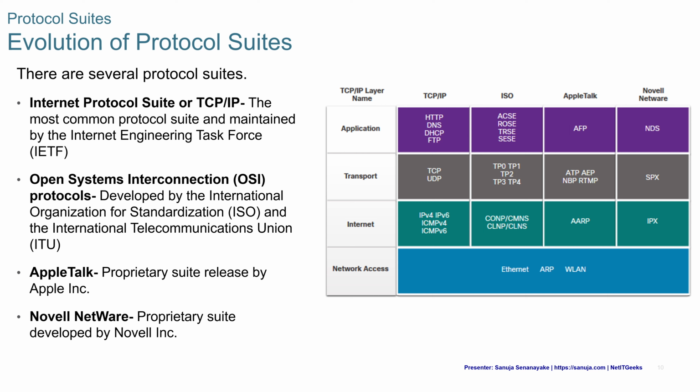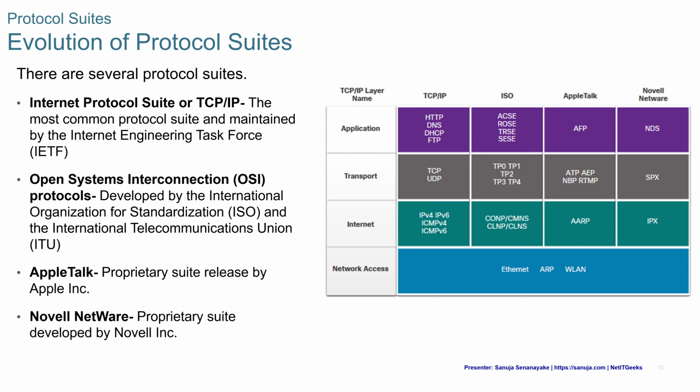These are the most commonly used protocols in network communication: TCP/IP and OSI. The other protocol suites also include AppleTalk, which is a proprietary suite released by Apple Inc., and Novell NetWare, which is a proprietary suite developed by Novell Inc. The most commonly used, however, as I mentioned before, are the TCP/IP model and the OSI model. In this lecture, we will be mostly focusing on the OSI model, and then we will go into the TCP/IP model maybe in a different lecture.